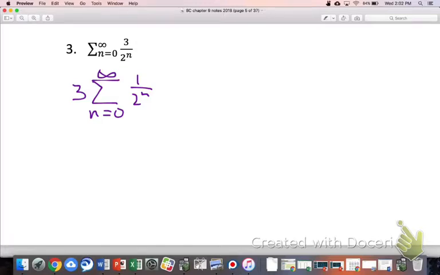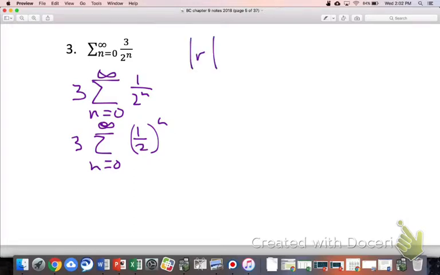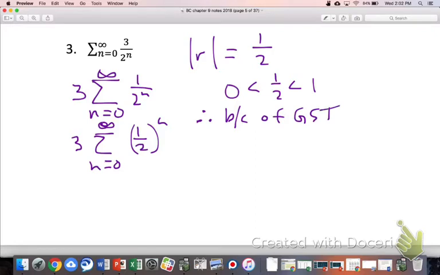1/2. It's 1/2, yep. So it'd be 3 sigma n equals 0 to infinity. Oops, that's an infinity. You could write it as 1/2 to the n. So since the absolute value of your common ratio is 1/2, that number is less than 1. Yeah, sorry. Let me write that a little bit better. I don't want that just to be less than 1. I want the common ratio to be between 0 and 1. There we go. Therefore, because of the GST, the series converges.